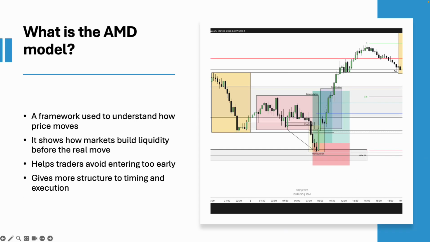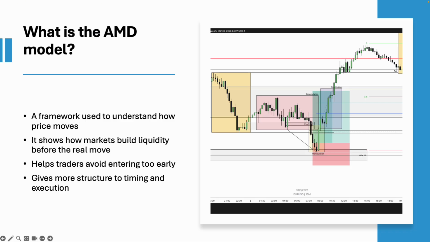What is the AMD model? It's a framework to understand how price moves. It shows how markets build liquidity before the move happens, helps traders avoid entering too early, and gives more structure to timing and execution. AMD is basically a framework that helps you understand price movement in a more structural way. Instead of looking at random candles, you try to identify what phase of the market you're currently in.